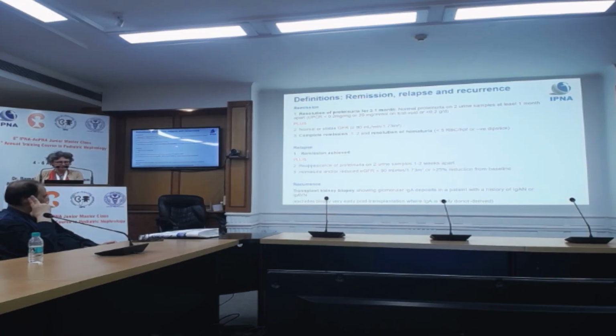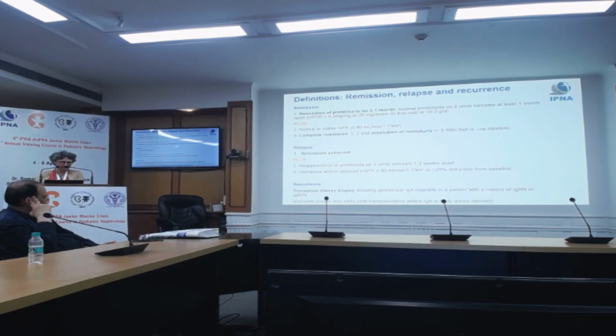And so we defined relapse as a patient who previously had achieved remission, and then in whom we have reappearance of proteinuria on 2 urine samples, 1 to 2 weeks apart. In addition, this patient will most likely also have hematuria and/or a reduced eGFR below 90 or a more than 25% reduction from baseline.